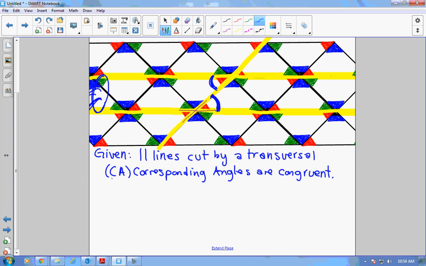Alternate interior angles, AIA. Alternate interior angles are, guesses? I have a red angle and a red angle, so they are congruent. If I did the other alternate interior angles, top right, bottom left, alternate meaning opposite, are those also congruent? We have a blue-green and a blue-green. So alternate interior angles are congruent.